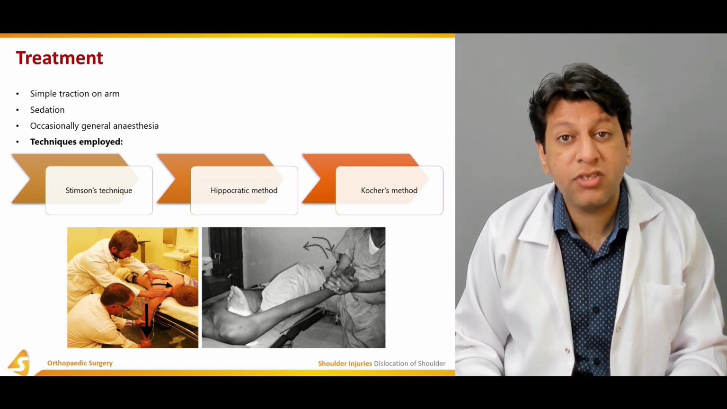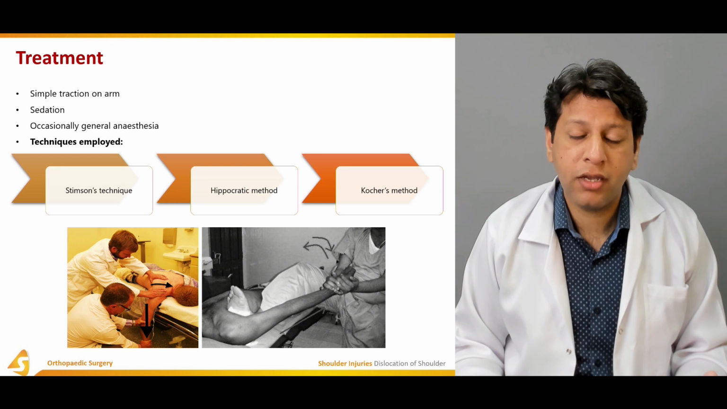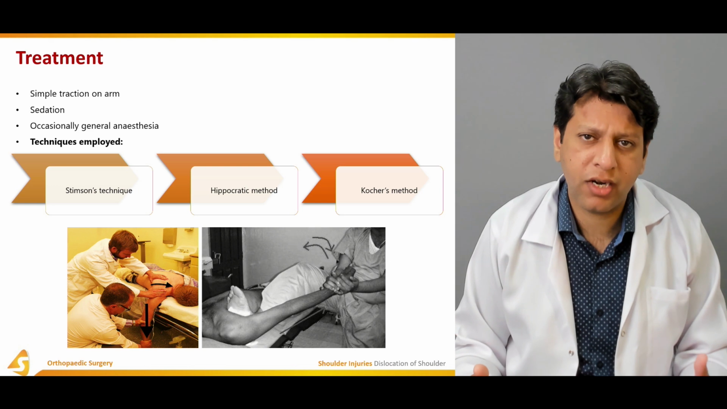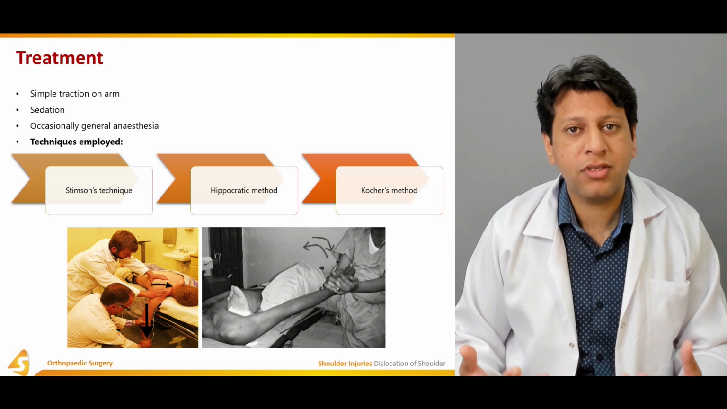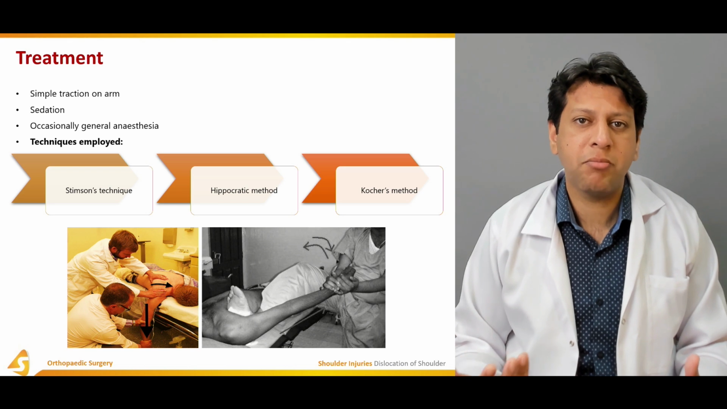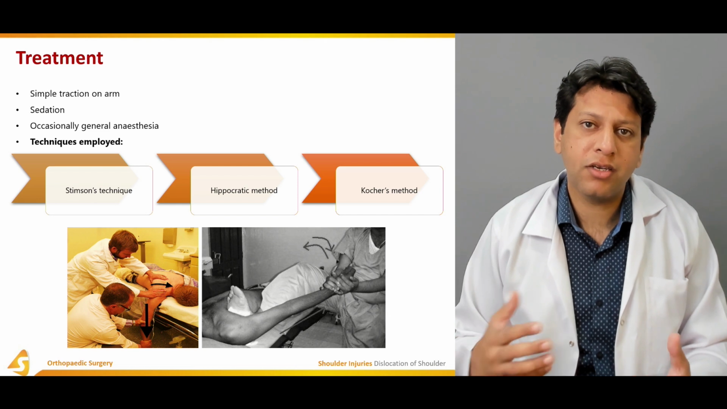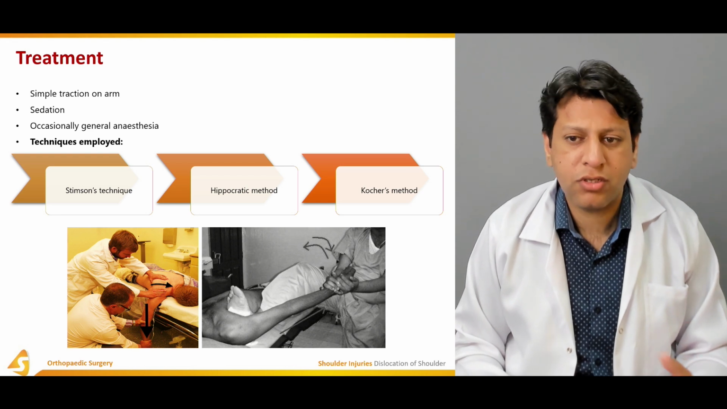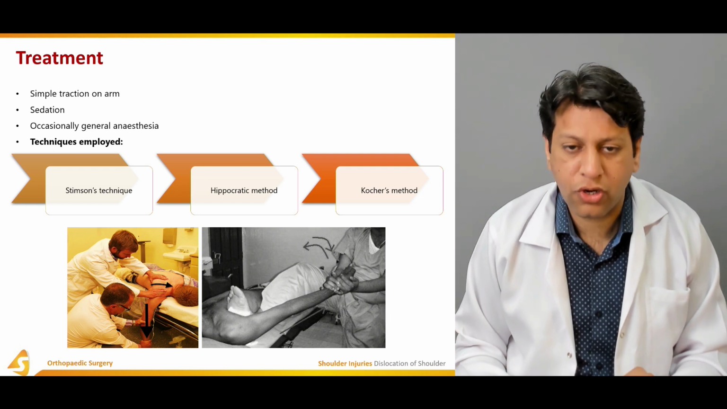The other is Kocher's method, which is more commonly, routinely utilized, and the patient is lying supine. The patient is either sedated or, rarely, general anesthesia is given, but sometimes you have to give that as well so that the muscles can relax completely. The arm is held in the hand. The steps are slight traction applied, the arm externally rotated, then adducted, and once brought across the chest, then internally rotated so that the head rocks back into the glenoid cavity. Kocher's method is more commonly utilized, and it easily reduces the head back into its socket.